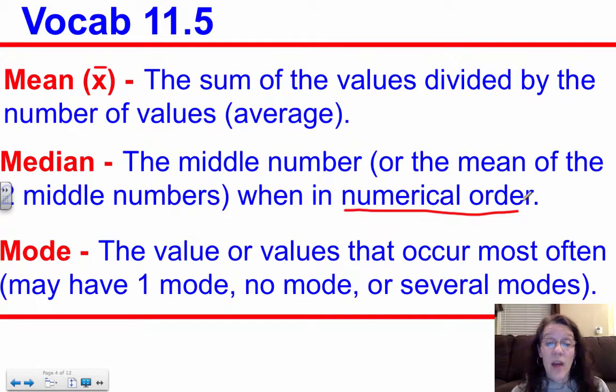Mode, that's the value or values that occur most often. You may have one mode, you can have no modes, you can have several modes. It just depends on how much data you have. Okay? If you didn't get all these down, pause it. We've got one more screen of notes to take.